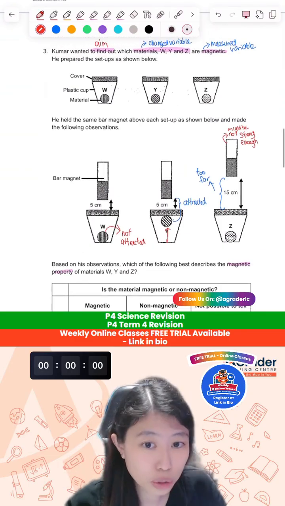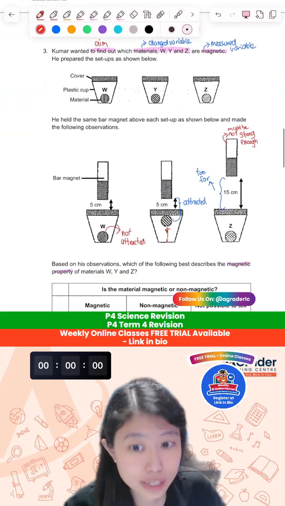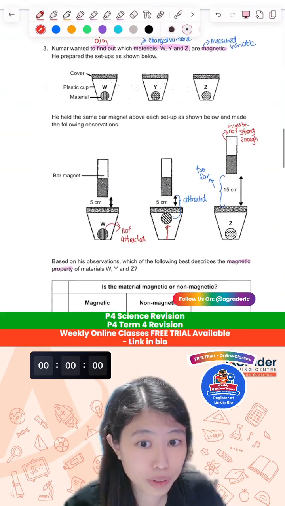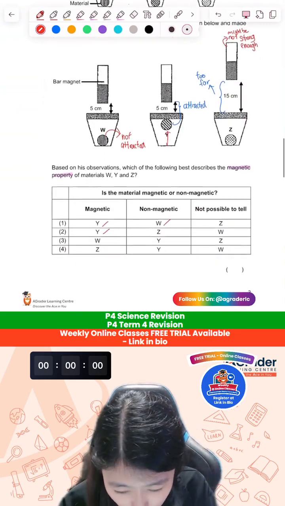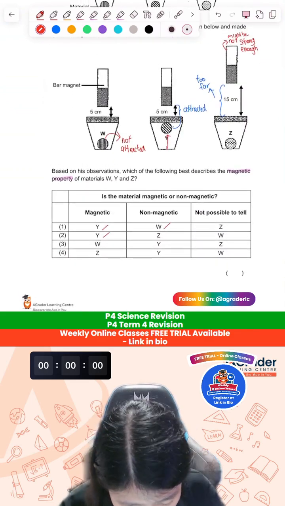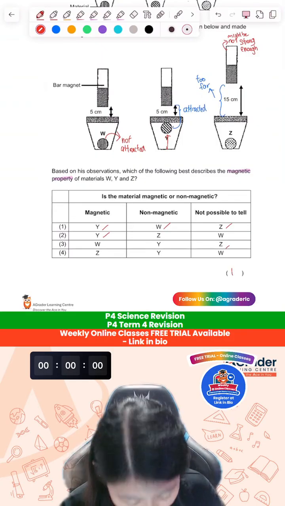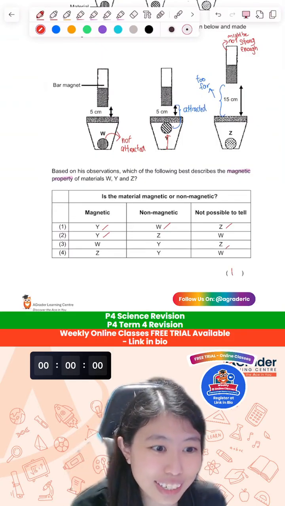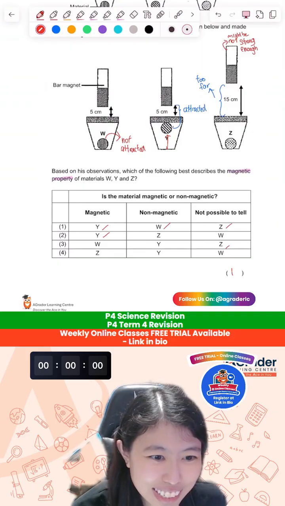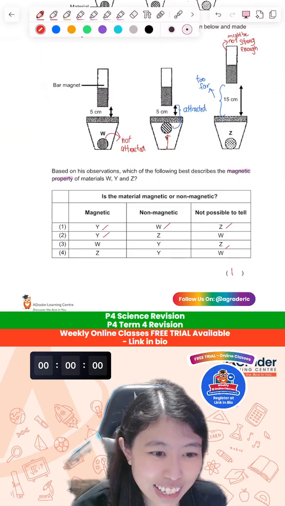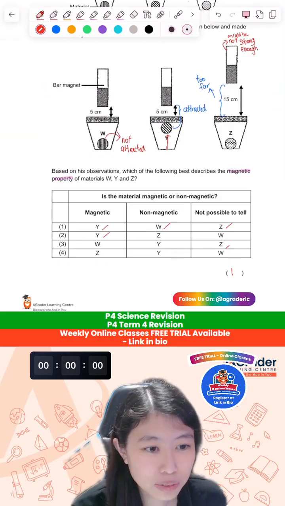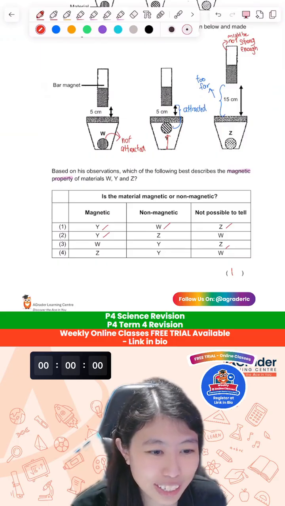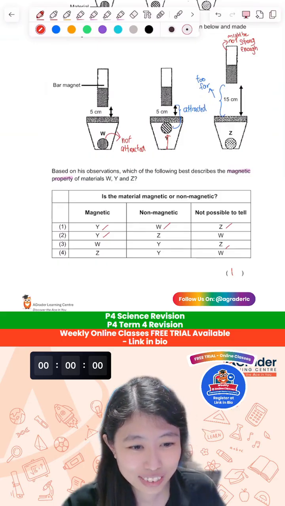Okay, so we cannot determine whether Z is magnetic or non-magnetic. All right, so it's not possible to tell. Yes, very good. So your answer is supposed to be number one. Most of you got it correct. Very good. A lot of you got it.